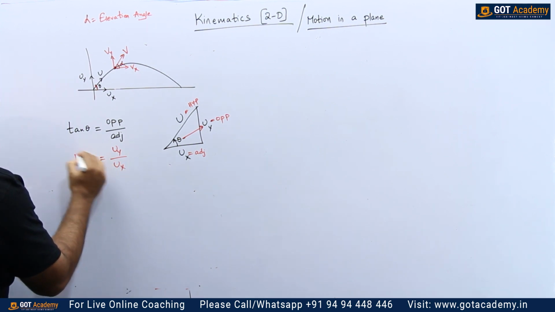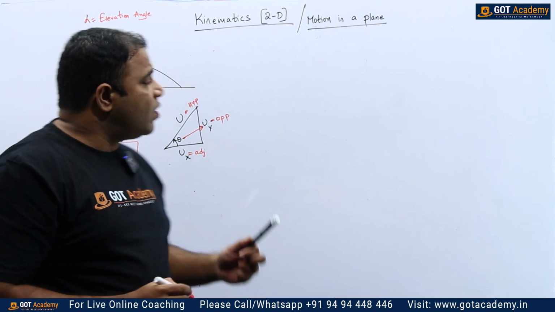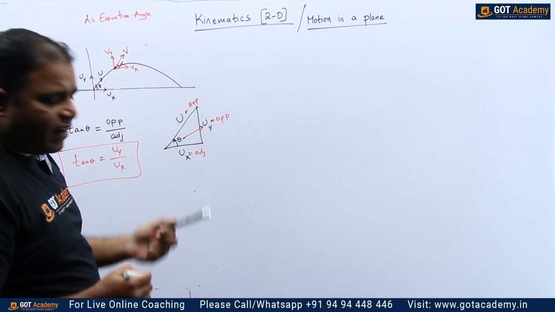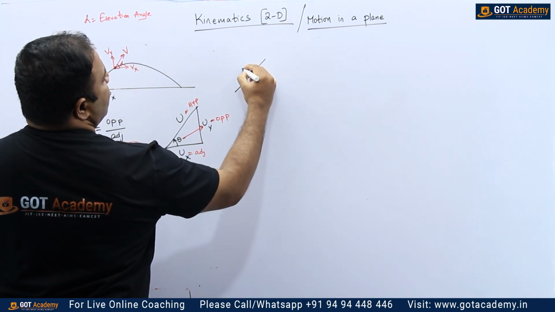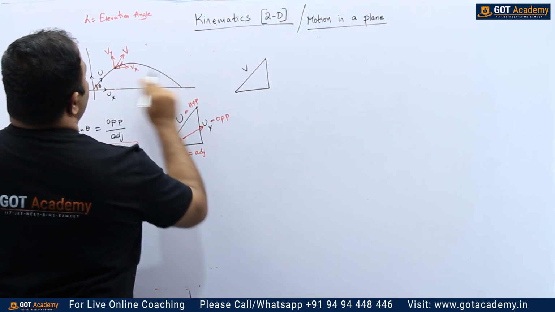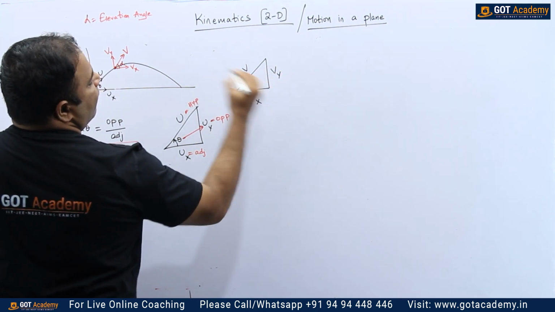So this is the way to find out tan theta. Understand? Similarly, how to find out this elevation angle, tan alpha? The same way. Here I am saying this part is v. Now this one is the x component, this is the y component, making an angle alpha.